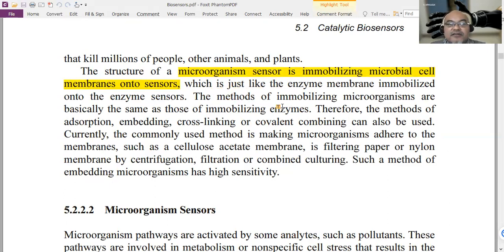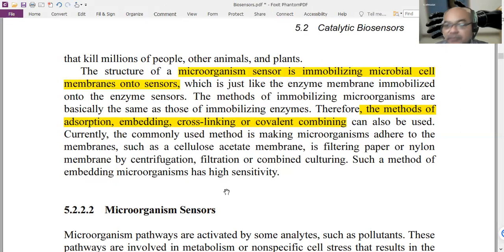The methods of immobilization of microorganisms are basically the same as for the membrane: adsorption, embedding, cross-linking, or covalent combining. However, covalent combination or cross-linking are rarely used for a whole microorganism sensor, because it's very difficult to address only a specific membrane protein. It is much easier to just use the whole membrane rather than using chemicals to link to the specific functional group of the bacterial cell membrane.